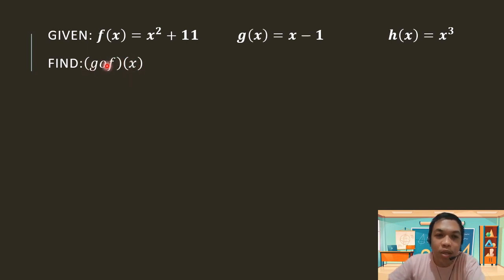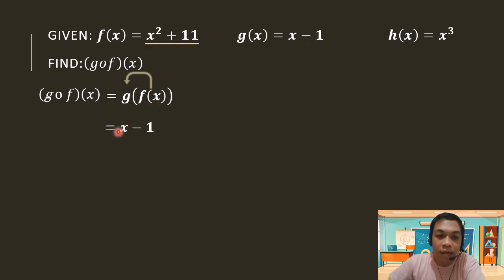So, let's try this one. What is the difference between f circle g of x and g circle f of x? We have g circle f of x, which is equal to g of f of x. This time, we substitute f of x into g of x. So, our g of x, that is x minus 1, we are going to substitute f of x into the variable x. It will become x squared plus 11 minus 1. By performing the indicated operation, we have x squared plus 10, because 11 minus 1 is 10.